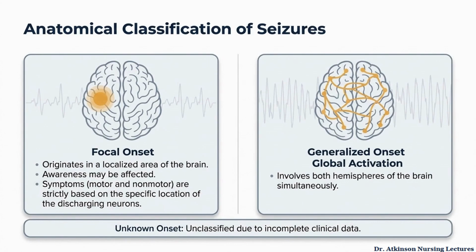Generalized seizures involve both hemispheres of the brain at the same time. These are the seizures we more commonly associate with widespread loss of consciousness and full body involvement. And sometimes, we simply don't have enough information initially, so the seizure may be classified as unknown onset until more data is available from the history, EEG, or clinical presentation.